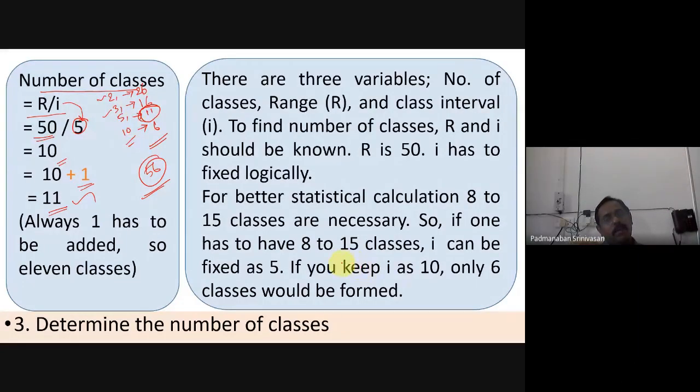So that number I we are fixing arbitrarily to have 8 to 15 classes. In that range we have to put it. So 5 is the only suitable answer, in which we are getting within this benchmark of 8 to 15. That is why I have put 5. Now we are having 11 classes.